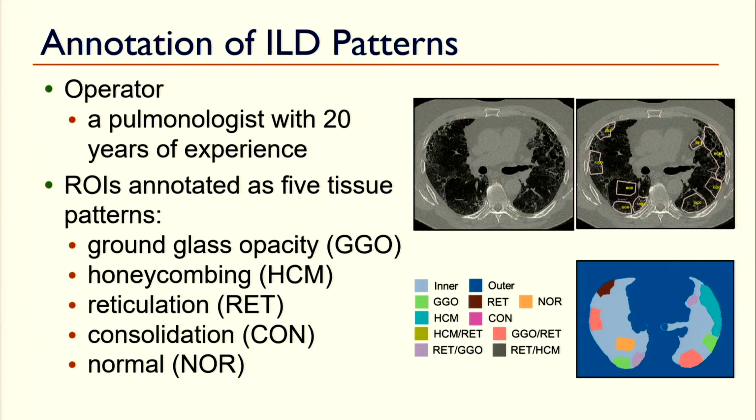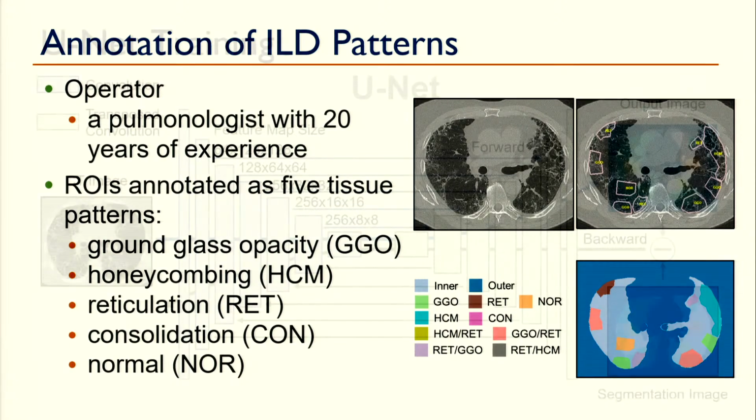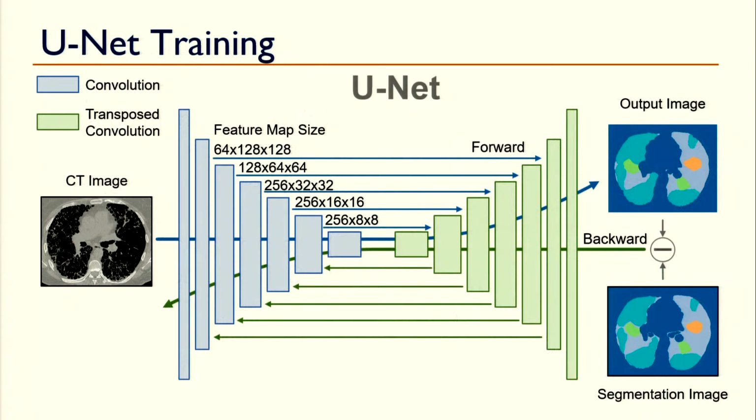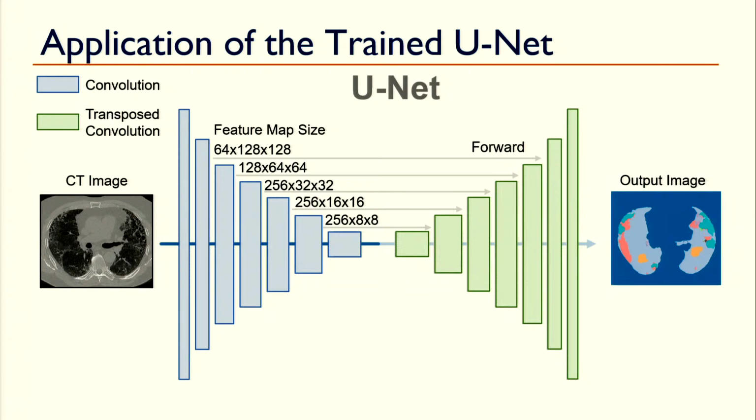The image on the bottom right shows an example of such an annotated image. Here, more than 5 tissue categories are shown, but the extra categories are combinations of the basic 5 patterns. The labeled axial CT images are used to train the U-net for the semantic segmentation of the CT images into the 5 lung tissue patterns. After the training, we can apply the U-net to perform a semantic segmentation of the chest CT images of new, unseen patients, who were not part of the training dataset.